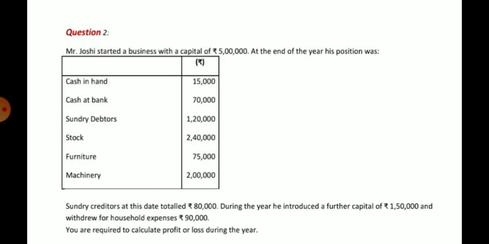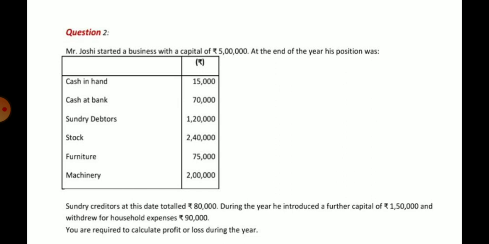Quite easy. Next is Mr. Yoshi, who starts business with a capital of 5 lakh. At the end of the year his position was: cash in hand 15,000, cash at bank 70,000, sundry debtors 2,20,000, stock 2,40,000, furniture 75,000 and machinery 2 lakh. Sundry creditors at this date total 80,000. During the year he introduced a further capital of 1,50,000 and withdrew for household expenses 90,000, that is drawing.